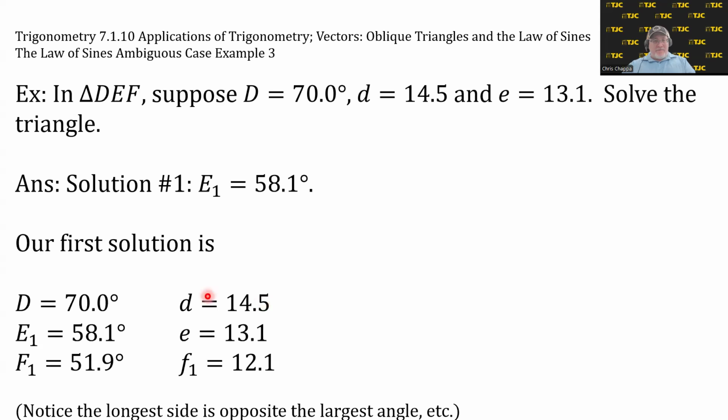The longest side is 14.5. The largest angle is 70.0. The shortest side is 12.1. The smallest angle is 51.9. The middle side is 13.1. The middle angle is 58.1. Always a good idea to spot check that, because if something went wrong, it might show up here. And go back and fix it.